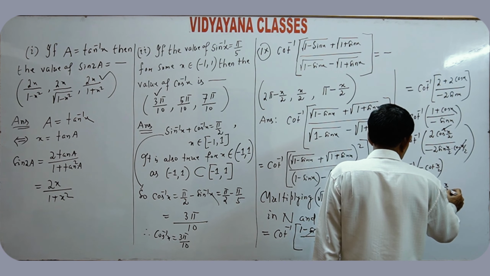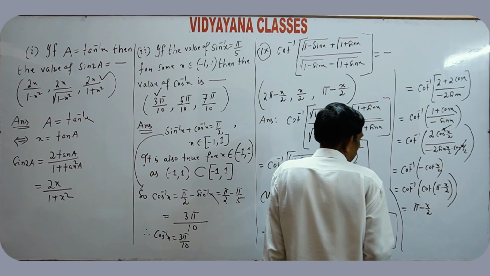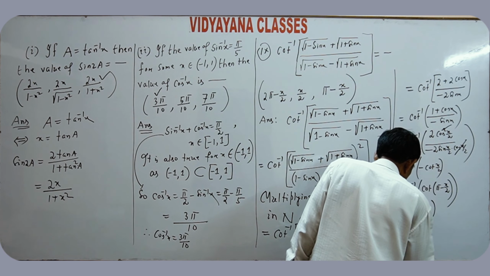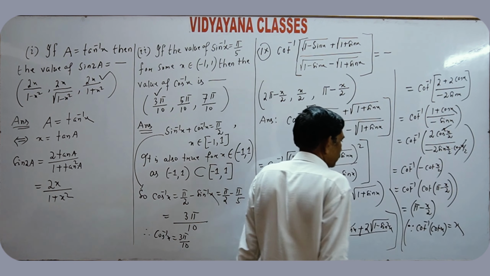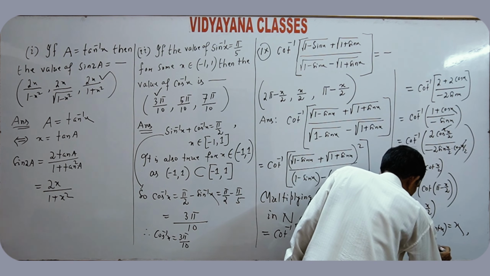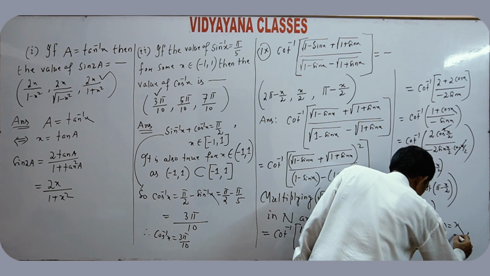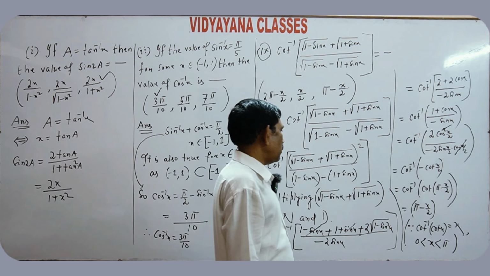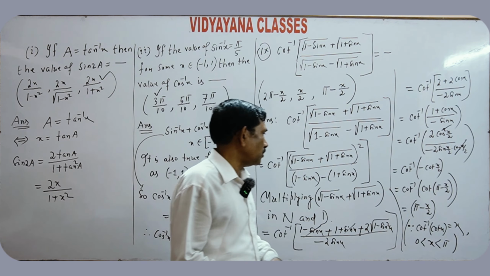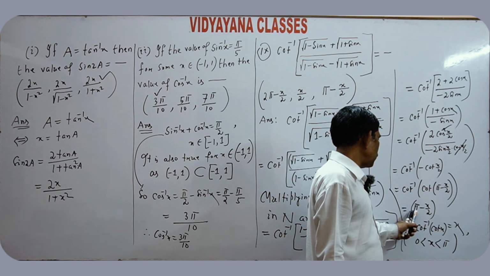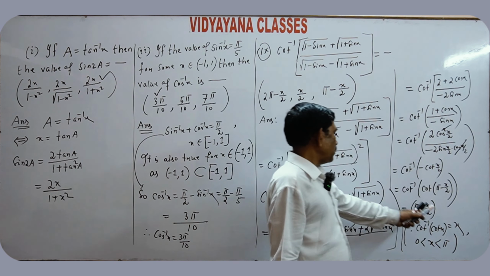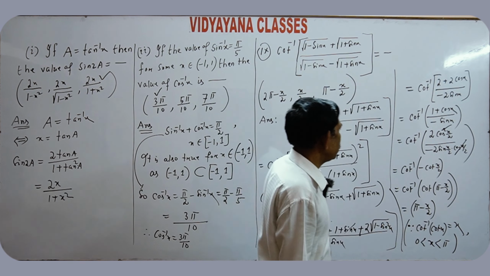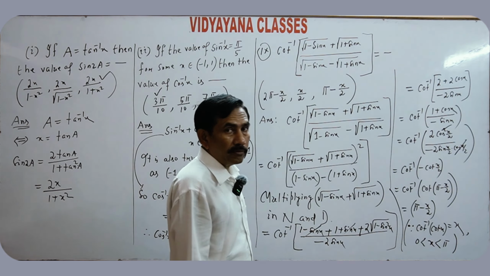Which is same as pi minus x by 2. Since cot inverse cot x is equal to x when x is greater than 0, less than pi. Cot inverse cot x is equal to x when x is greater than 0, less than pi by 2. Cot inverse cot pi by 2 minus x by 2 is equal to pi minus x by 2. Pi minus x by 2 is greater than 0, less than pi. Clear? Clear? Okay, note down.